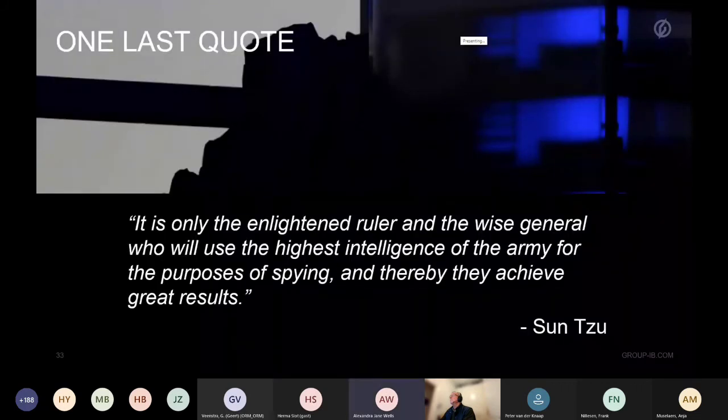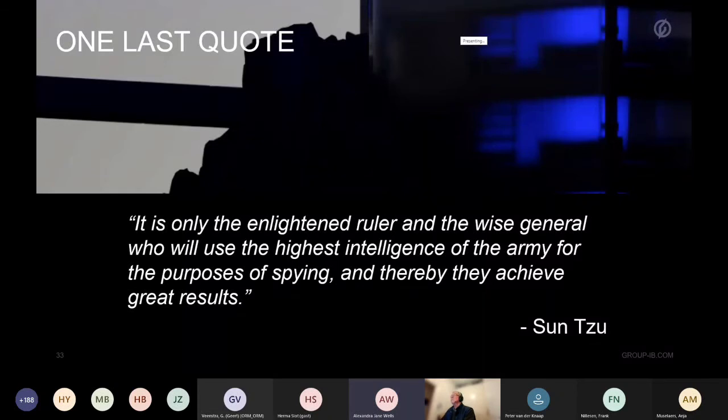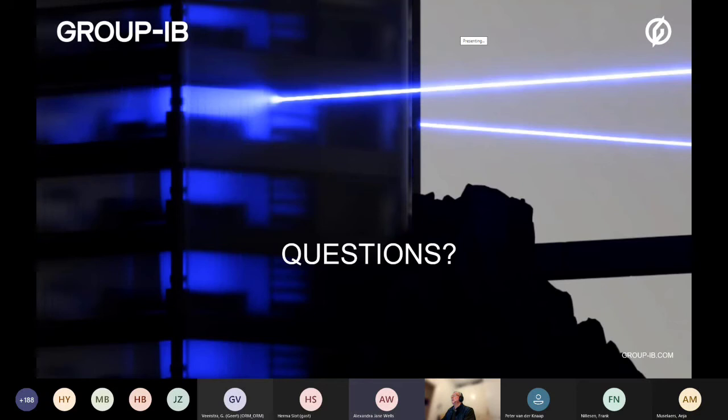And one last Sun Tzu quote for you. It's an enlightened ruler and a wise general who uses the highest intelligence of the army for the purpose of spying, and thereby they can achieve great results. If you know your adversaries, you understand how they operate, what they're trying to do, then you are in the best position to counter them. And with that, thank you for listening to my presentation.